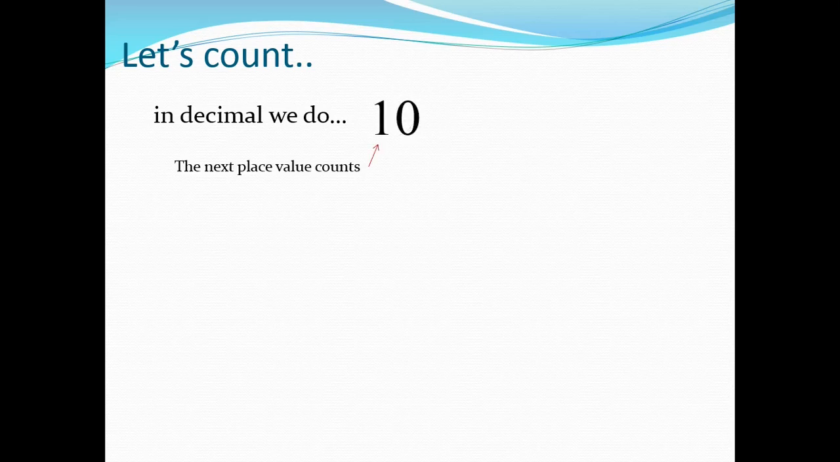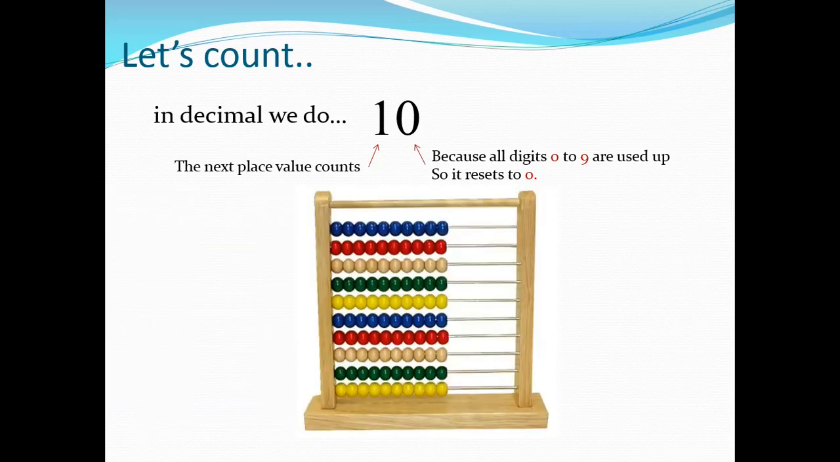Now, 1 here is the next place value, and 0 is the least significant value, or the ones value. Now, have you asked yourself, why is it that 10 comes after 9, or 20 comes after 19, or 100 comes after 99? That is because, if you can remember, counting comes from the abacus counting system.